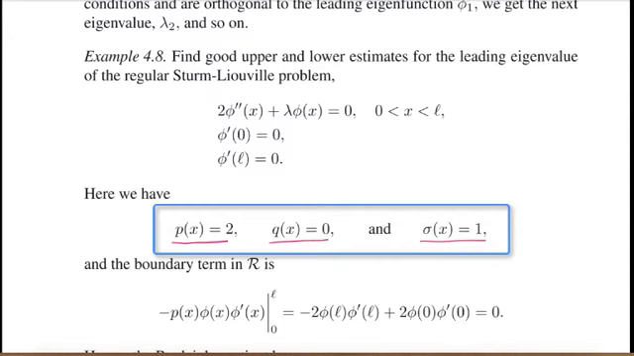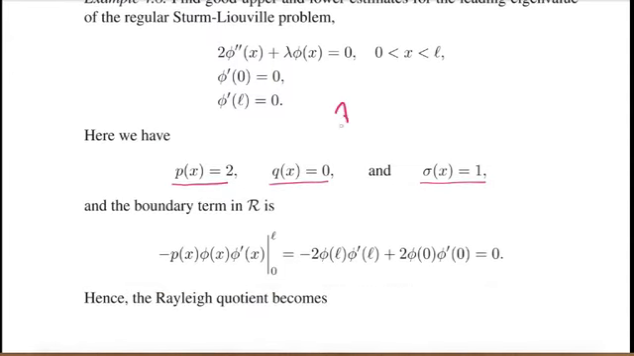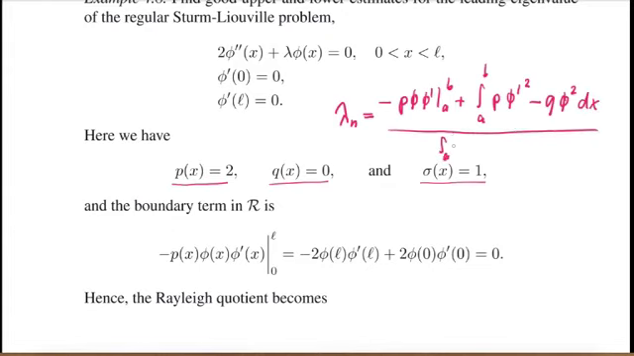So this is all very, very simple. And let's remember what the Rayleigh quotient is. So lambda n was minus p phi prime between a and b plus integral from a to b. P goes with phi prime square and minus q goes with phi square dx, and then divided by the integral from a to b phi square sigma dx. Hey, aren't you proud that I know the formula already?